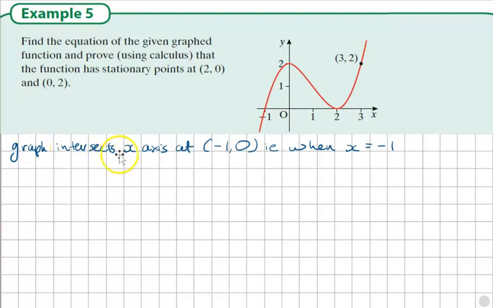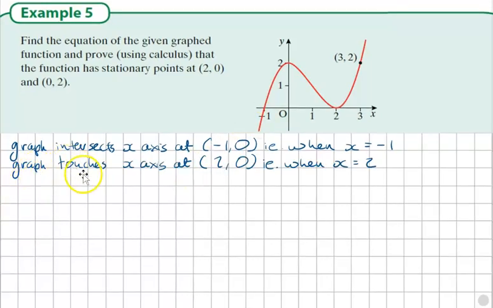So the graph intersects the x-axis at (minus 1, 0), i.e. when x is equal to minus 1. So that's that point there where it's cutting through the x-axis. The graph touches the x-axis at (2, 0), i.e. when x is equal to 2. So again, it just touches the x-axis, but it doesn't cut through it. So that's where you want to think double root.